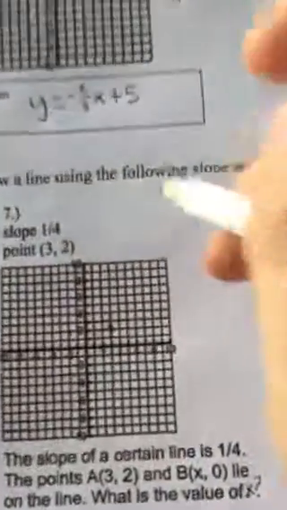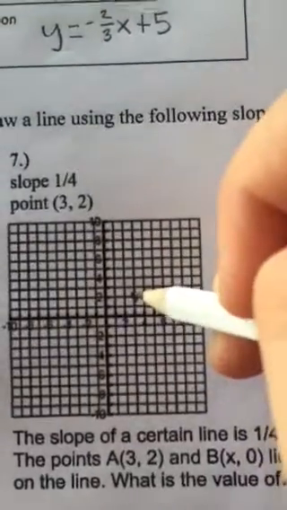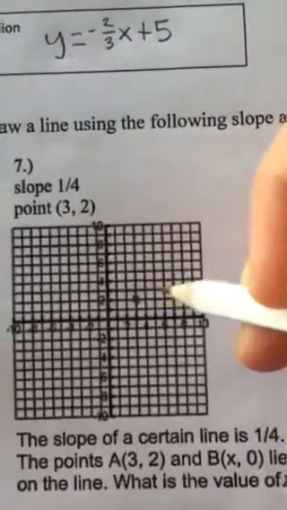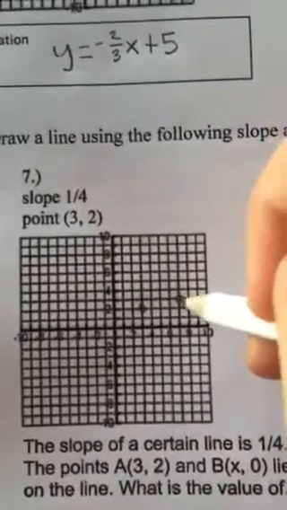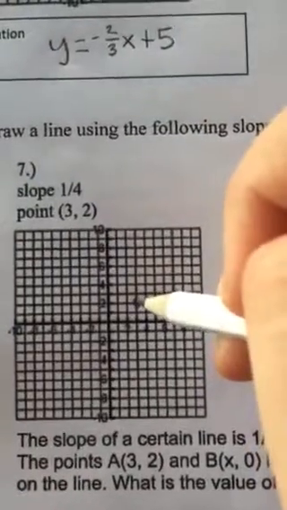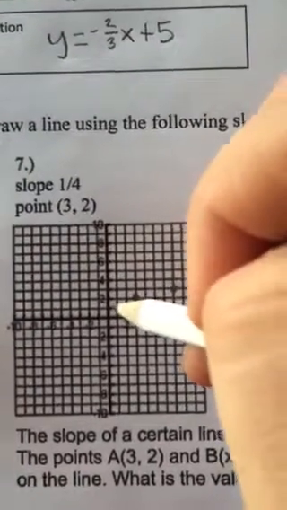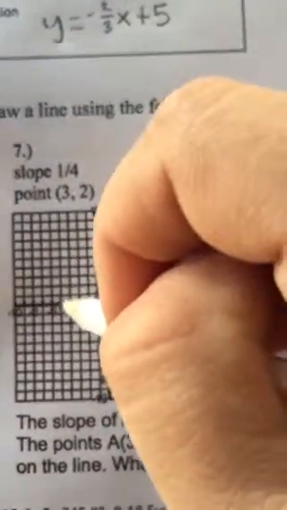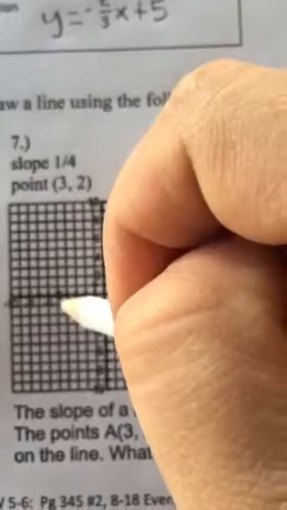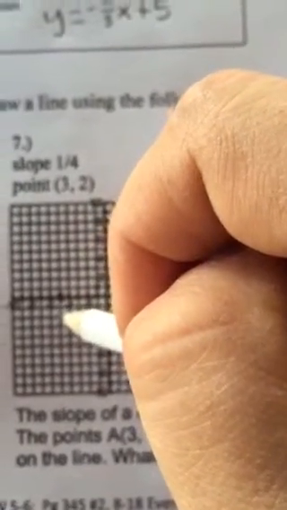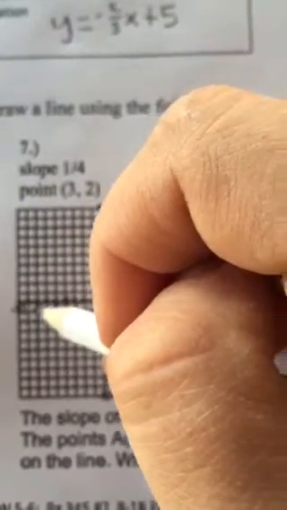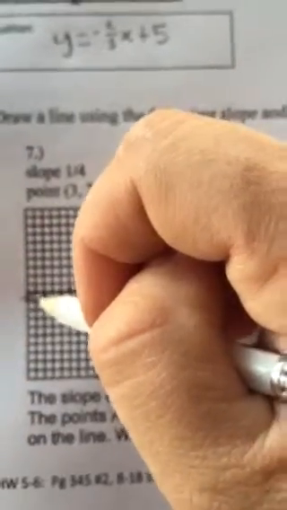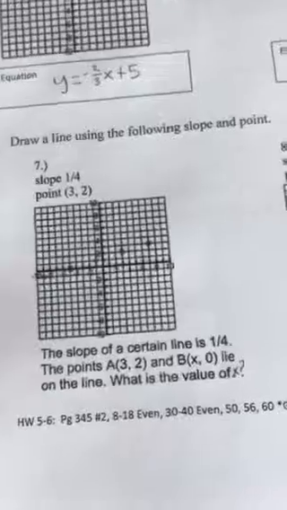So I'm just going to go ahead and draw this line with all the points that I can with a slope of 1/4. So 1, 1, 2, 3, 4. I can't go any more that way, so I'm going to come back and go the other direction. For some reason my phone's fuzzy. There we go. Okay, so that's what we want it to look like.